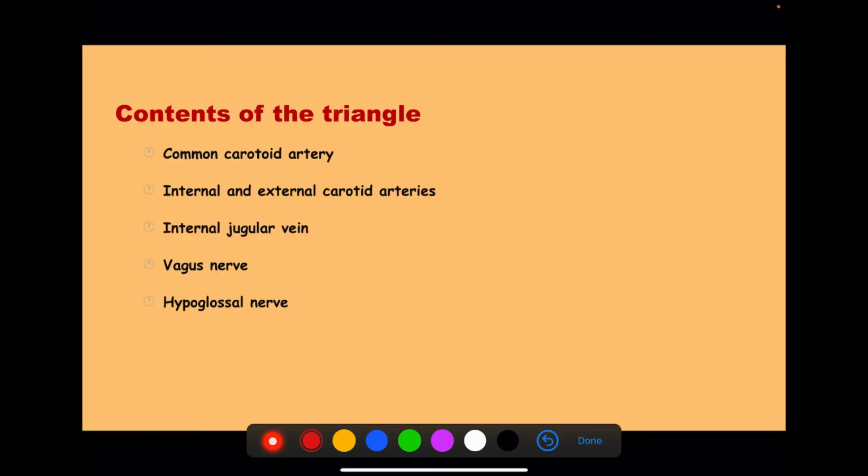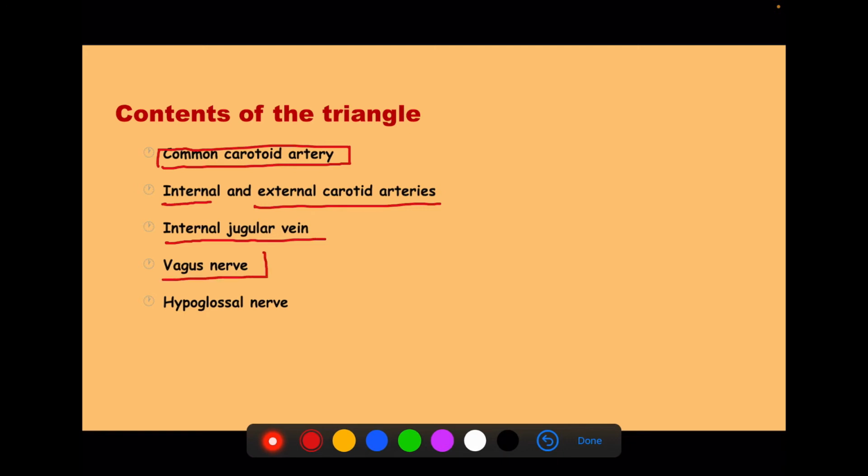Now the contents of this triangle are all very important. First, the common carotid artery. Second, the internal and external carotid arteries. Third, the internal jugular vein. Fourth, the vagus nerve, the tenth cranial nerve. And the last one is the hypoglossal nerve.